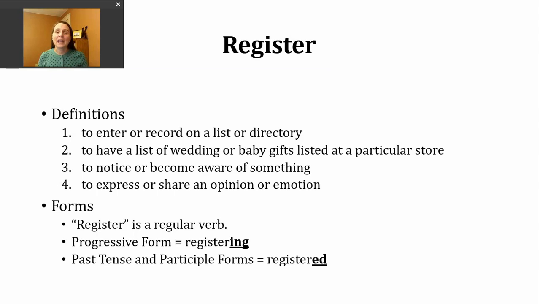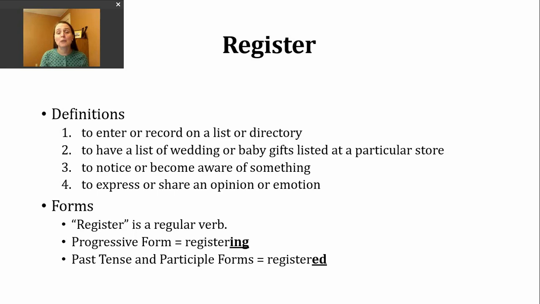A fourth way to use the verb register is to express or share an opinion or emotion. So as more candidates are out talking with potential voters, some people would say, I'd like to register my opinion or my thoughts on this subject.